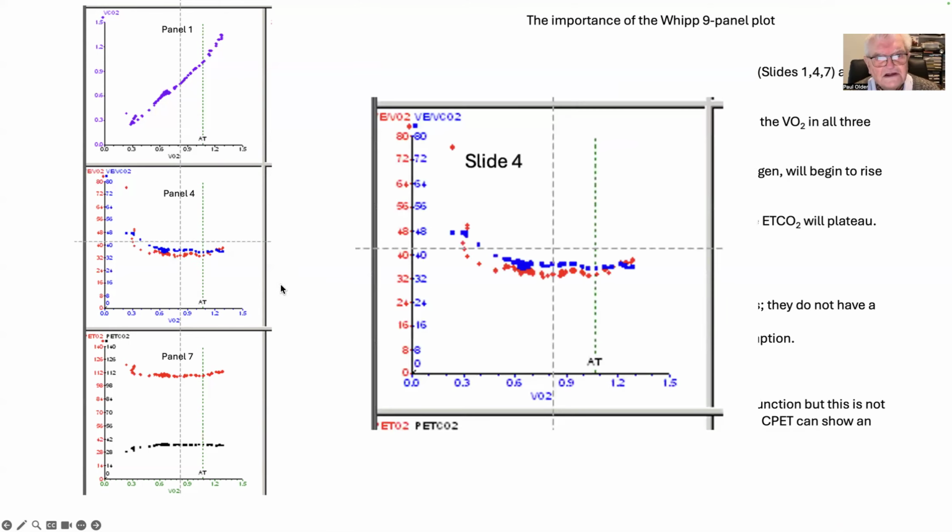So if we now look at slide 4 enlarged, you can see that at the AT, the end-tidal oxygen's come down, plateaued, and now started to rise. There. So this means that we should be able to confirm that our anaerobic threshold we measured there is there. And we should be here because the end-tidal oxygen will also rise. Plateau, rise.